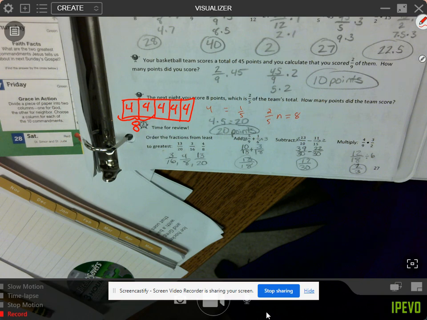Now the review. Ordering from least to greatest, we have 3/16 because that's close to 0. 4/8 is a half, that's in the middle. 13/20 is bigger than a half. Adding 5/9 plus 1/6, we get 13/18. Subtracting, we get 17/30. And multiplying, we get 2/3. Remember, simplifying matters. Anybody want me to go over how I got any of those answers?